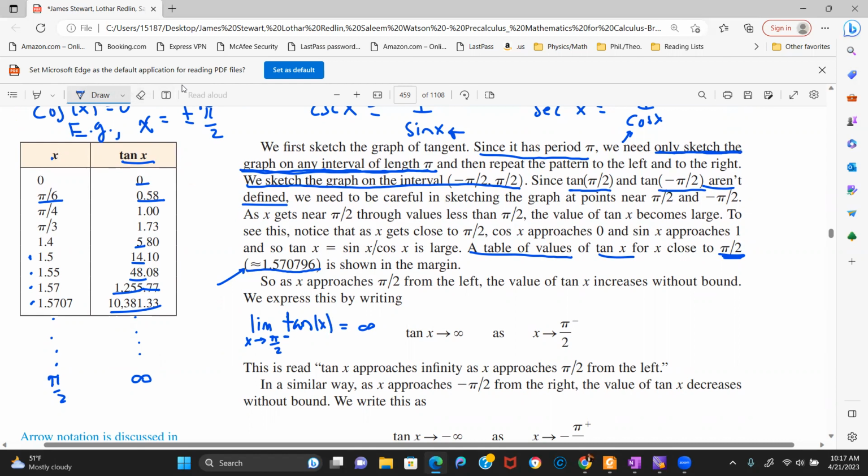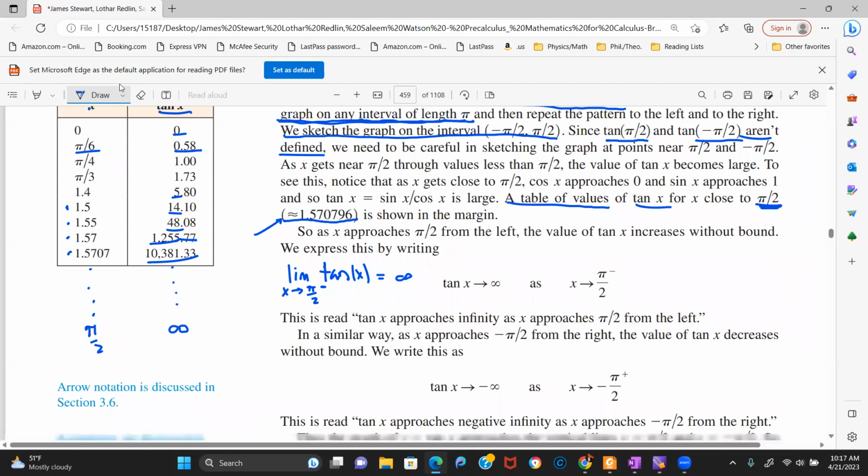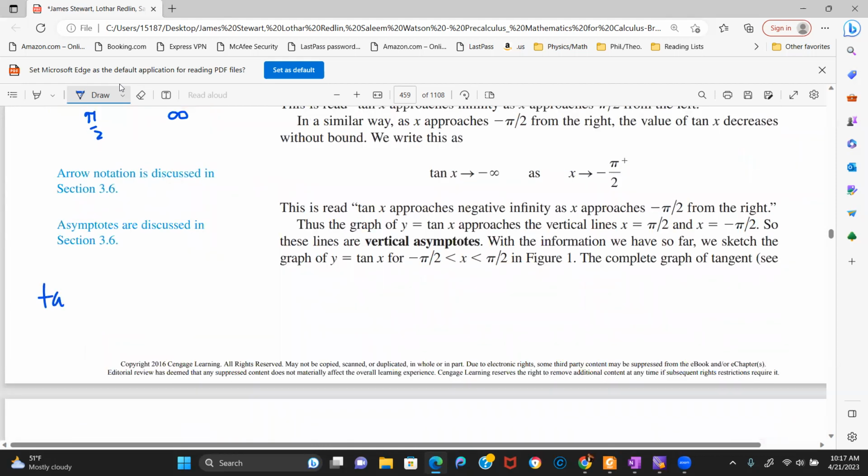Tangent of x as x approaches pi over 2 from the left, you get infinity. Another way to see this is to use the definition of tangent again. Remember, tangent of x is sine over cosine. This is not going to be very rigorous, but it will give us some idea as to why this limit is true.